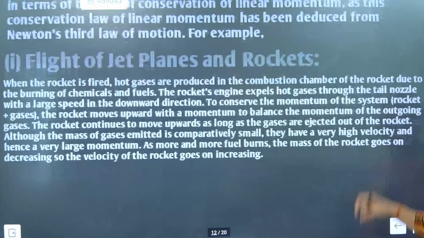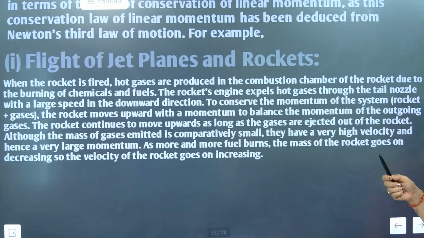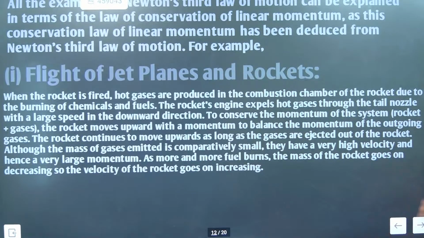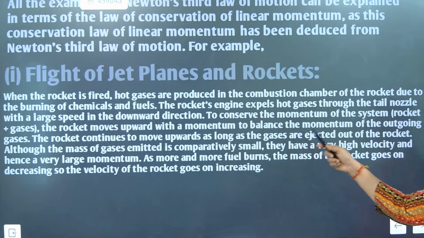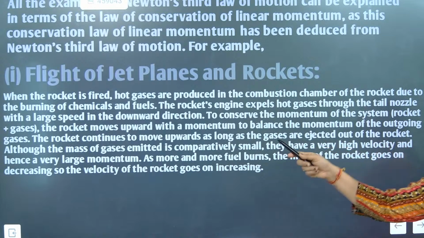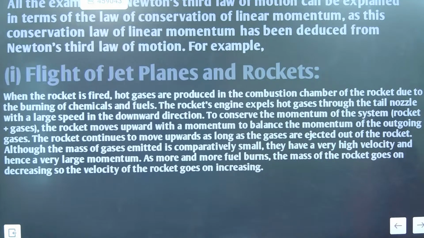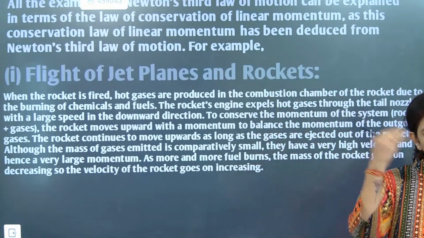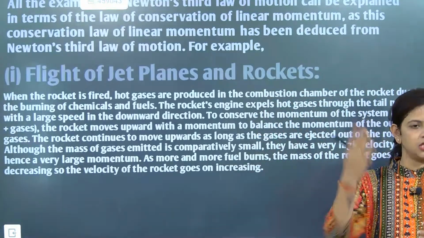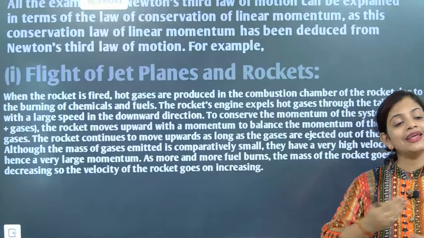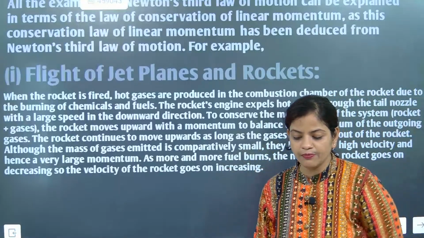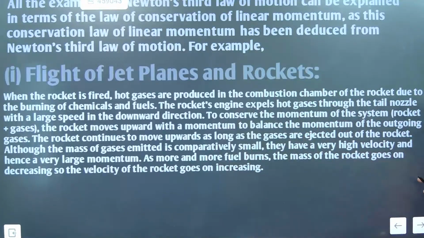Very good. So they have a very high velocity and hence a large momentum. You need to understand that. I am going to explain this one. To conserve momentum of the system, rocket plus gases, the rocket moves upward with momentum to balance the momentum of the outgoing gases. That's correct, right? The upward momentum will need to balance the gases' momentum, because the velocity of the gases will only set the motion of the rocket in the forward direction. That's a very important point. Please kindly remember this part.